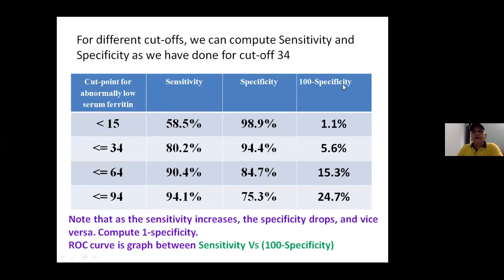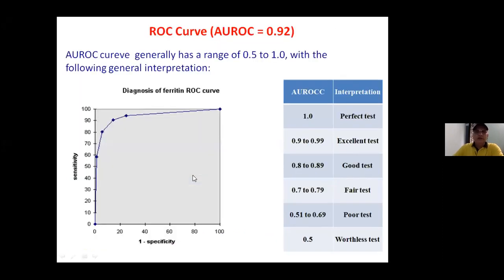Then you take 100 minus specificity, 100 minus this will be this, 100 minus this will be this. And then you plot this figure on the x-axis and this figure on the y-axis, and you will get this plot. And this is called the ROC plot, right? And it will give you the diagnostic accuracy of your test.